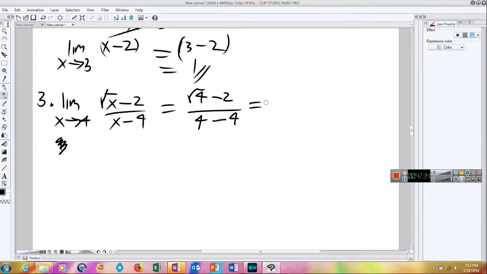How this works is the square root of 4 is 2. So we're going to say 2 subtract 2 over 4 minus 4, and that equals 0 over 0 once again. Notice how this looks like a percentage? Well, it's not.